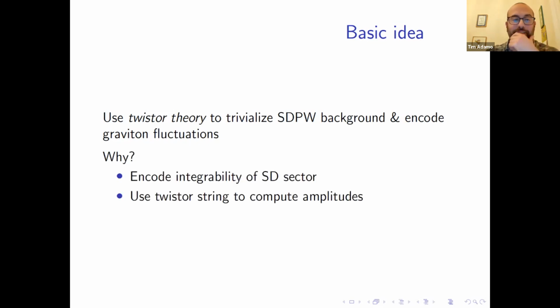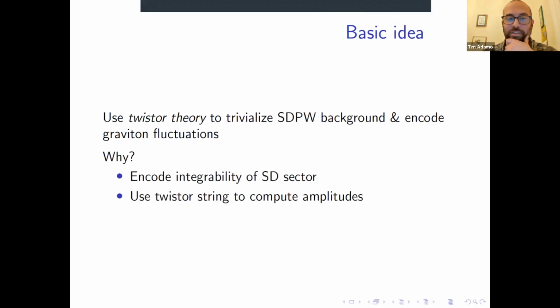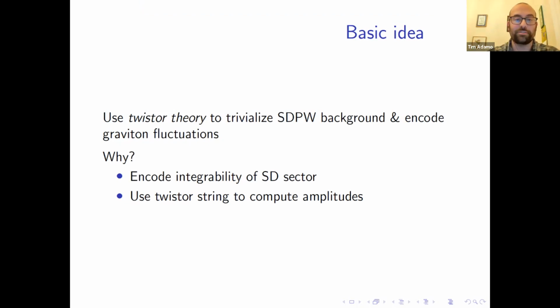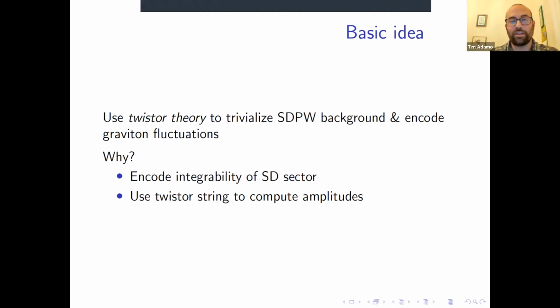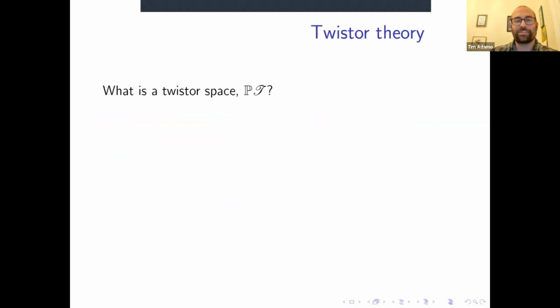But why is this the case? Why is twistor theory a good thing to use here? Well, because it can encode the underlying integrability of the self-dual sector of the Einstein equations, and because we have a worldsheet theory, called twistor string theory, which we can use to compute amplitudes in such backgrounds. So basically, the rest of the talk is just explaining these two points and how they lead to some concrete answer. Okay, so here's the world's quickest review of twistor theory.